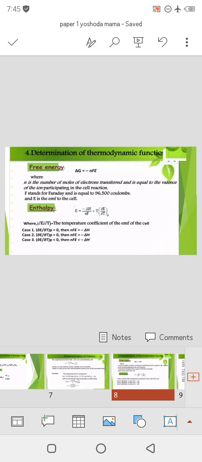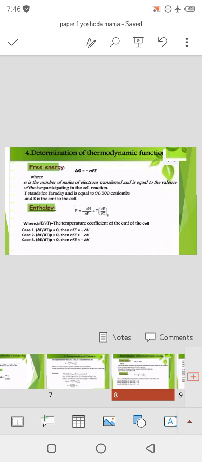Next, F stands for Faraday and is equal to 96500 coulombs, and E is the EMF of the cell. So next one is the enthalpy. E equals minus delta H divided by nF plus T times dE by dT at constant P. So this is the temperature coefficient of the EMF of the cell.